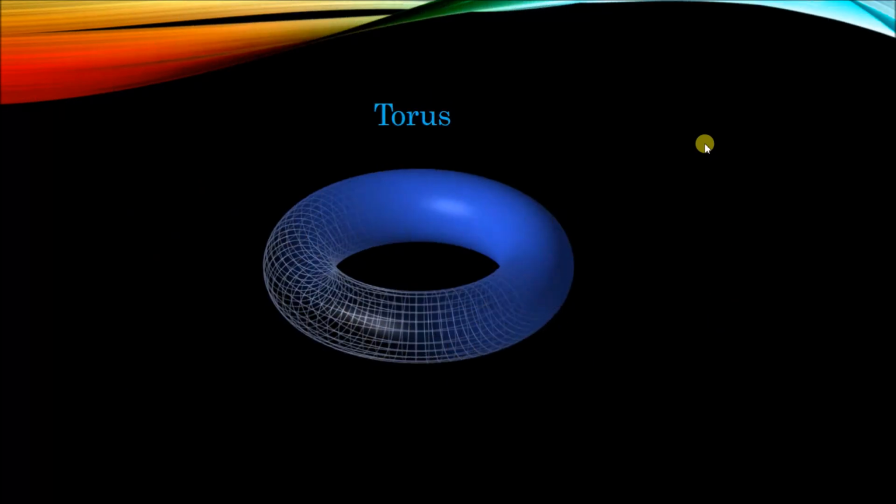Finally, this beautiful figure, the donut figure, is given a name. It's called a torus. There's beautiful mathematics associated with this figure, and I thought we would end with this.